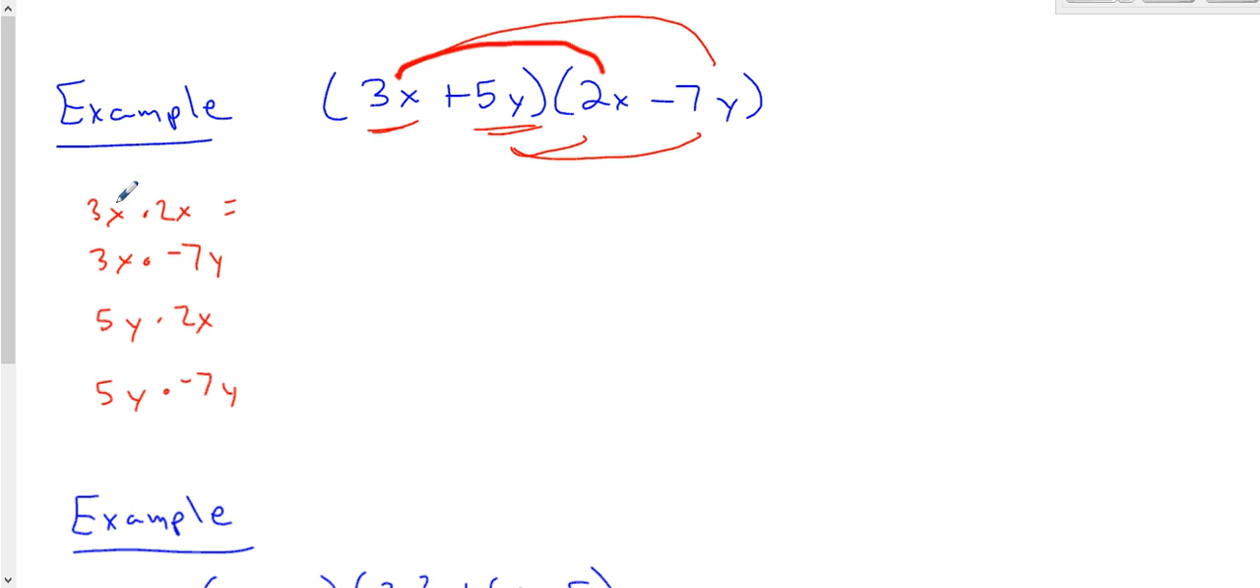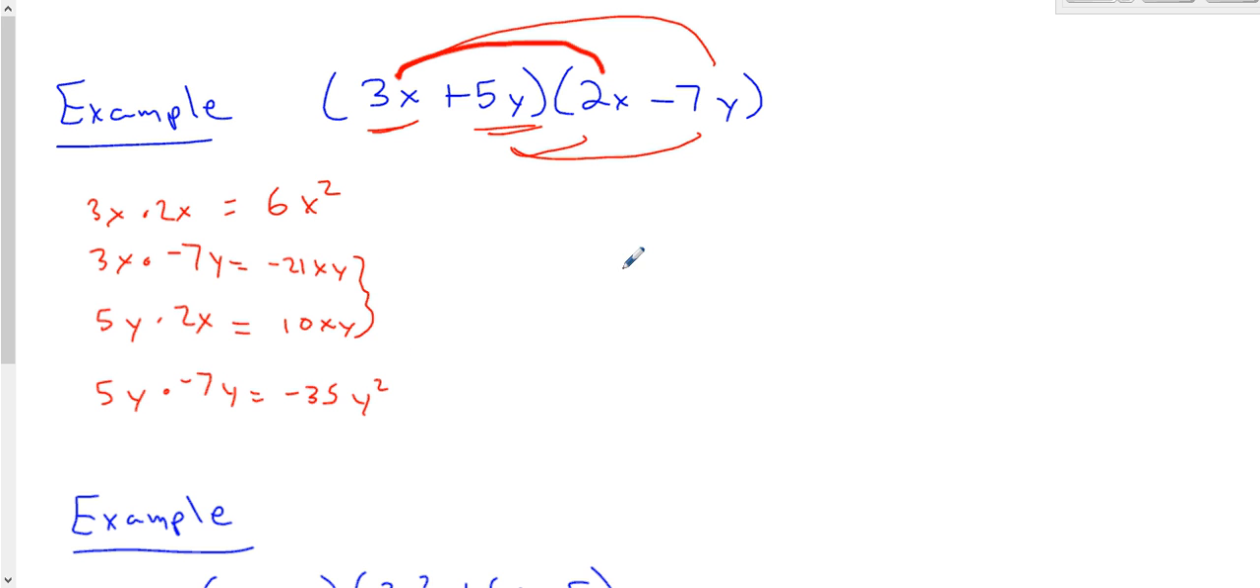When I multiply 3x times 2x, 3 times 2 is 6, x times x is x squared. When I multiply 3x times negative 7y, I multiply 3 times negative 7, that is negative 21. X times y is just going to be written as xy. 5y times 2x. 5 times 2 is 10. Y times x, they're different. I'm going to just leave them as two separate variables. And I'm going to put them in the same order as I have them up here. I don't have to put y then x, even though it's listed y first and x second. I'm going to put them in the same order as the one above so that I can see that these are like terms. 5 times negative 7 is negative 35. Y times y is y squared.